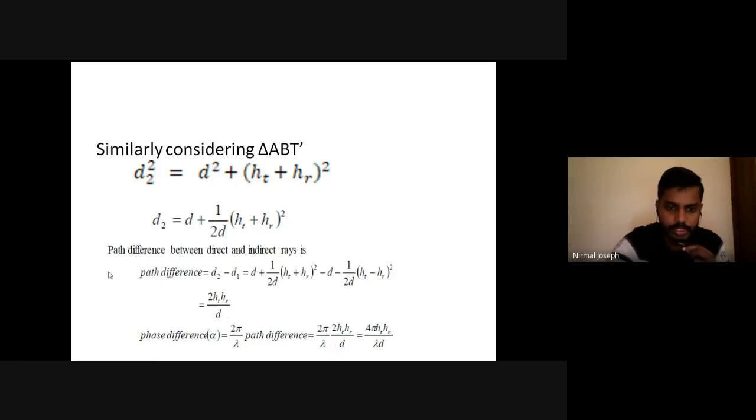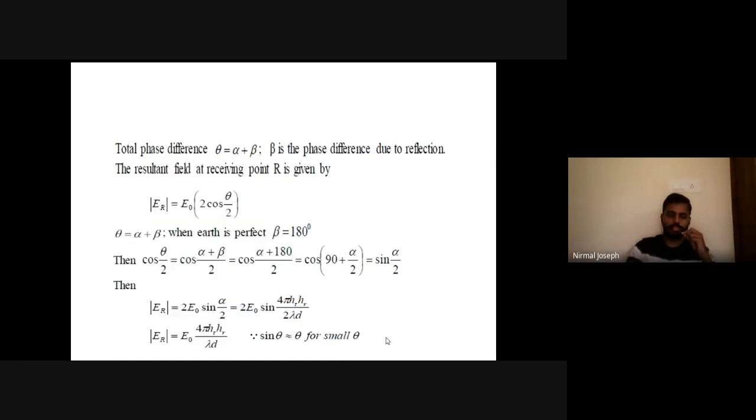Since we know the path difference, we can calculate the phase difference, which equals 2 pi by lambda into the path difference. Just multiply 2 pi by lambda into the path difference and we will get the phase difference. So it is nothing but 4 pi ht hr by lambda d. We are almost going to finalize our derivation.